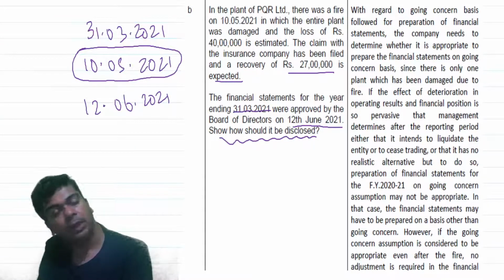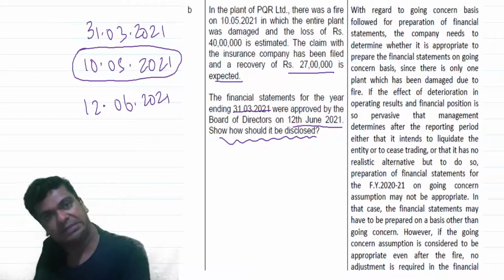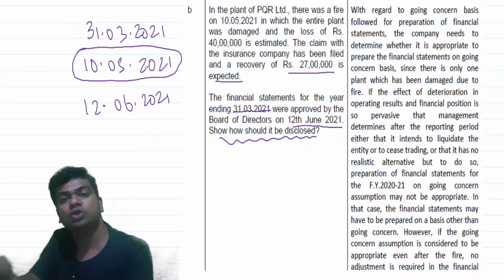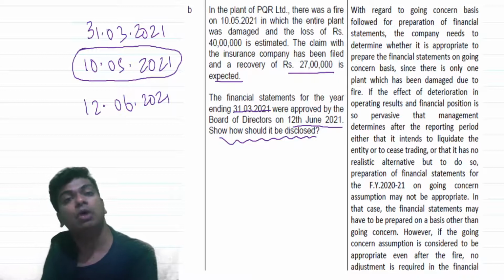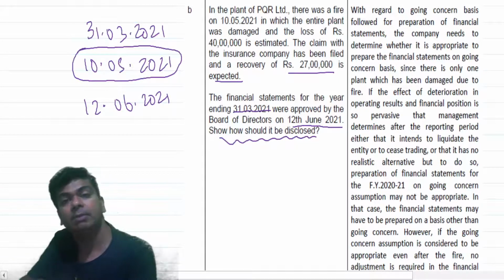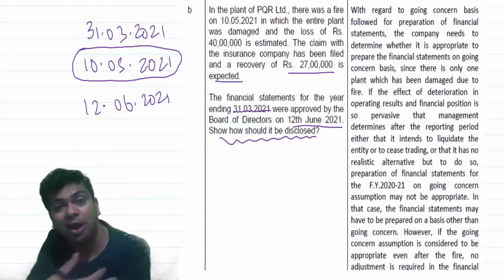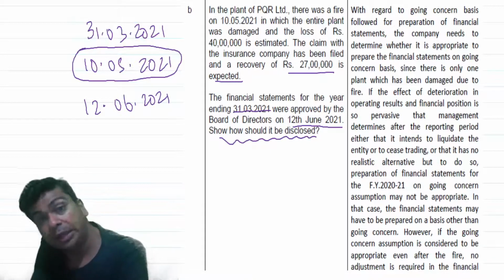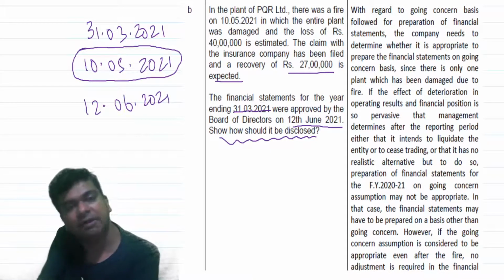Obviously, no. If this question you answer is yes, then obviously the very next question will be, why did you allow the fire to happen? If you knew on 31st March that on 10th May a major fire would occur and your entire plant would be destroyed, did you not take any steps to prevent that fire?